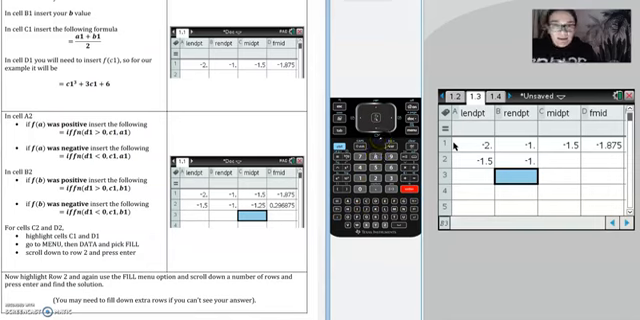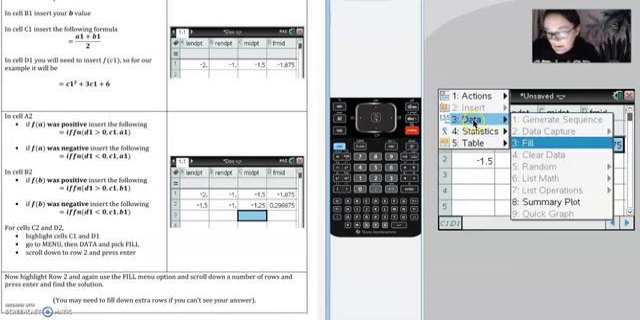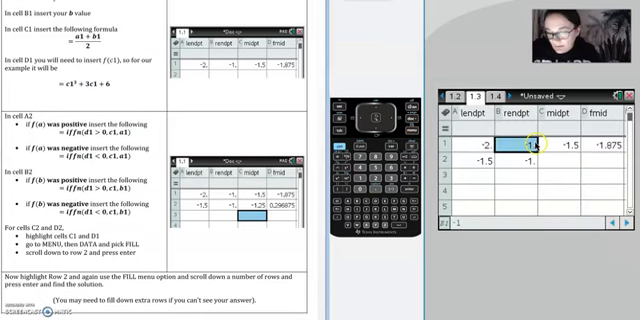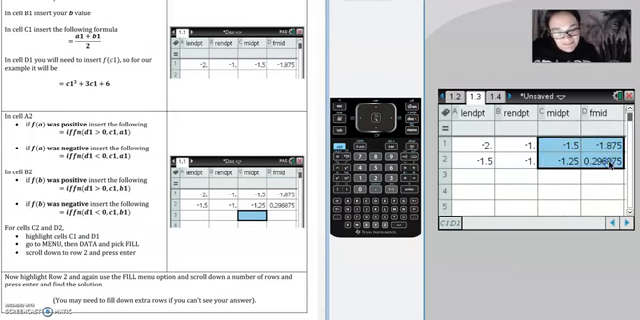Now, in terms of the formulas, this is it for the formulas. No more formulas need to go in. But you'll see over here in the instructions for cells C2 and D2, highlight cells C1 and D1. So let's do that. And we go into menu, data, and then pick fill. And we scroll down. Menu, data, fill, and we scroll down there.